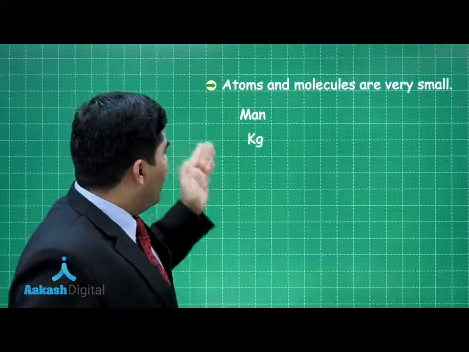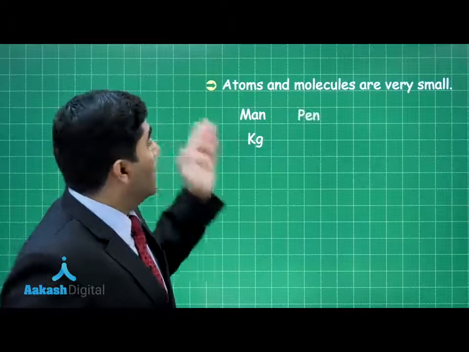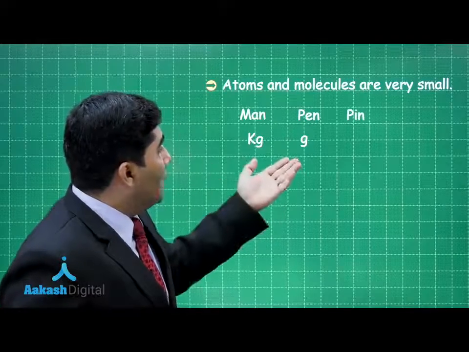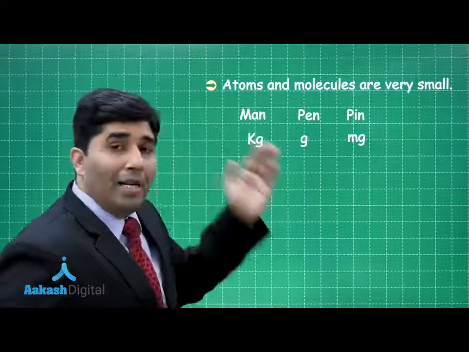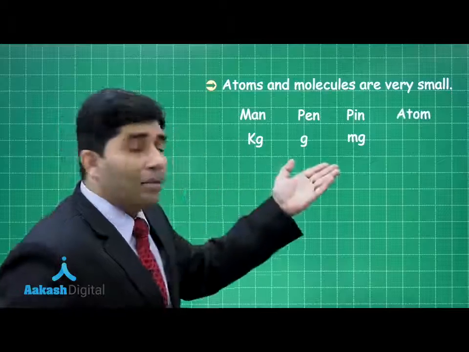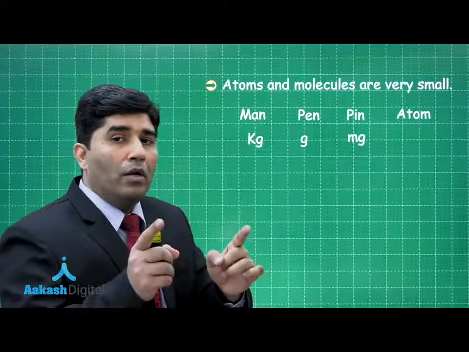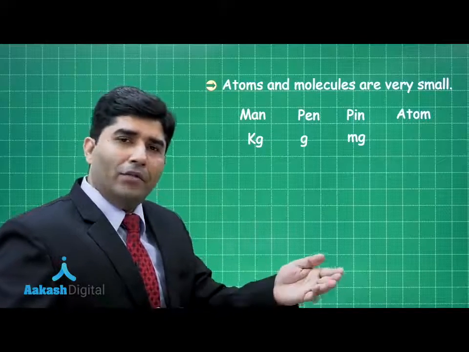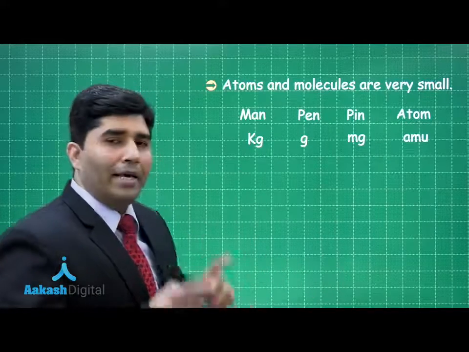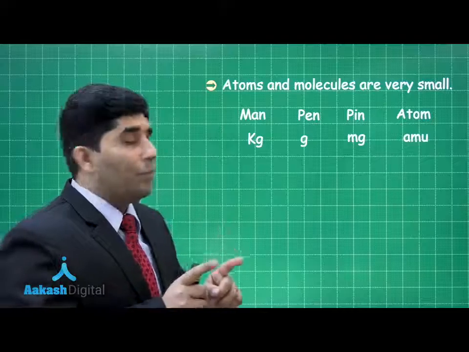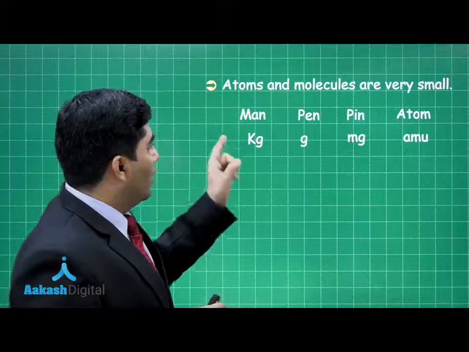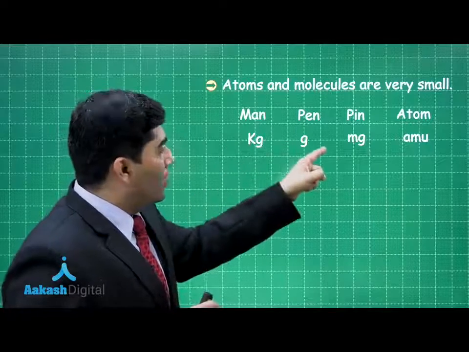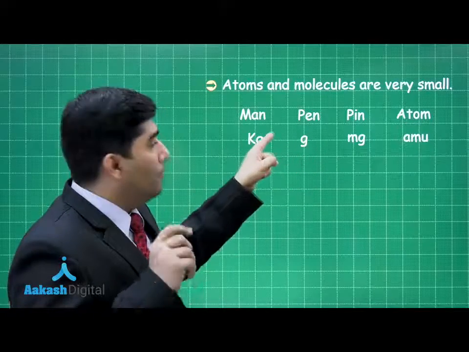A man will weigh himself in kgs. A pen we will weigh in grams. A pin we will weigh in milligrams. And atoms, which are very small, for the sake of our convenience, we have another unit, and that unit is AMU. Now, we know that 1000 grams is equal to 1 kg, and 1000 milligrams is equal to 1 gram.